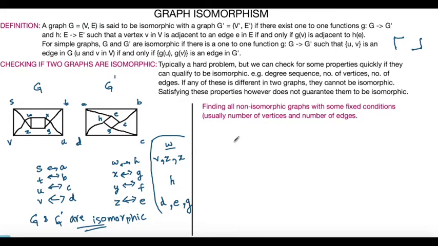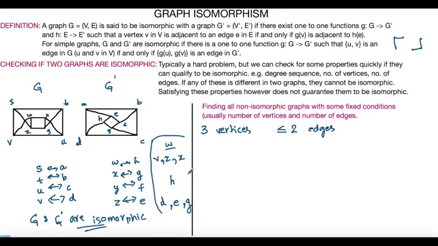Now let's come to another variant of this problem. Now we have to find all non-isomorphic graphs with some fixed condition. The condition I'm going to use is that we have 3 vertices and less than 2 edges.